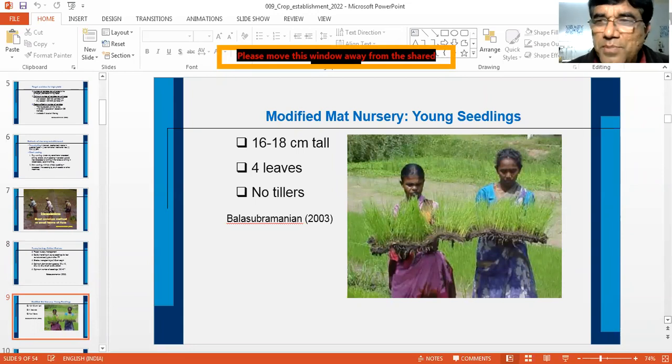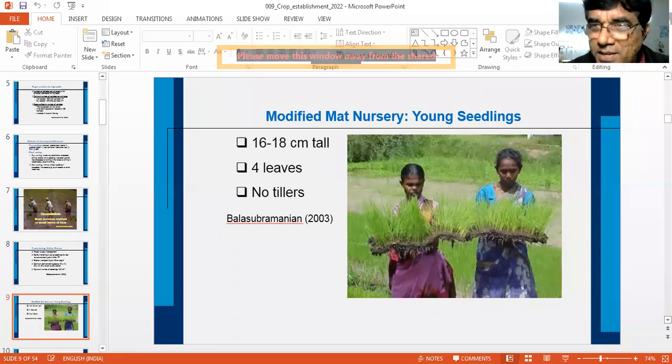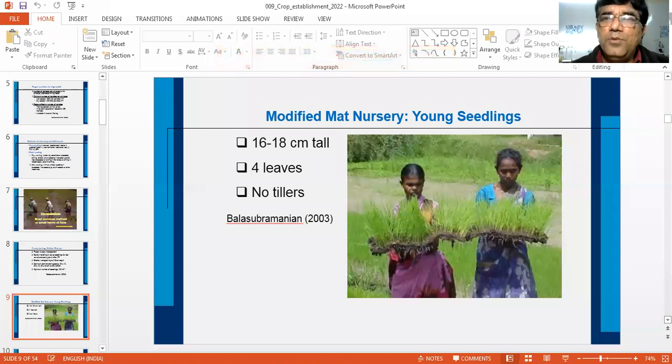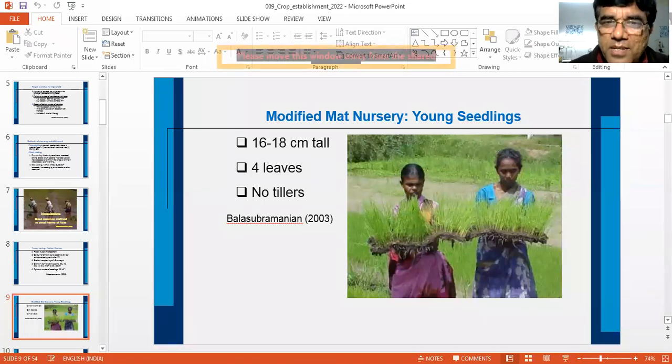So for example, some children grow fast in the beginning, and some children grow slow. So height of them will be different, but they may be of the same age. Seedlings may be of the same age, but if varieties are different, then you can have different heights. So it is just a mean value, 16 to 18 centimeter tall, having 4 leaves and no tillers, then it is a seedling.